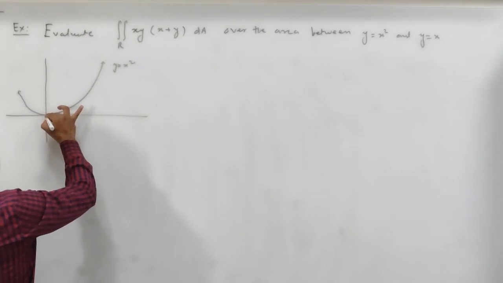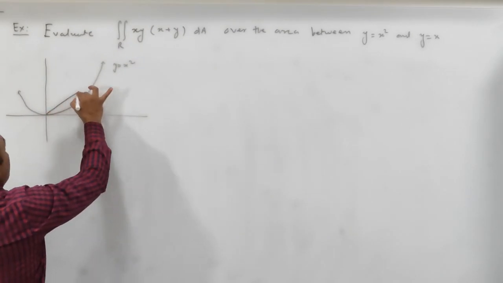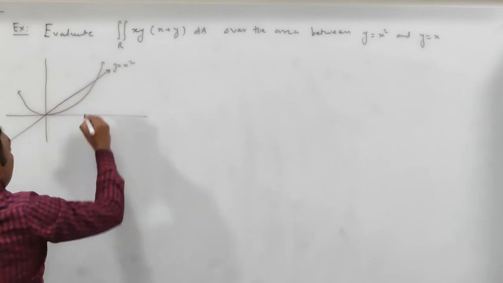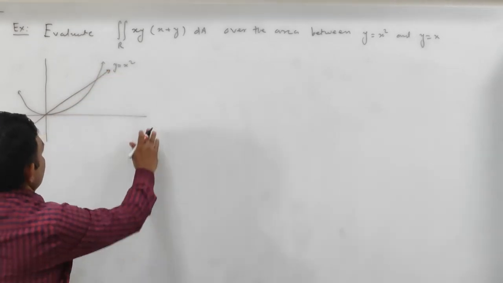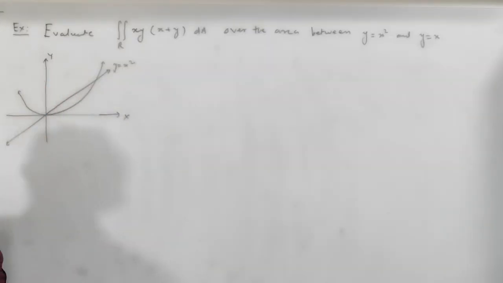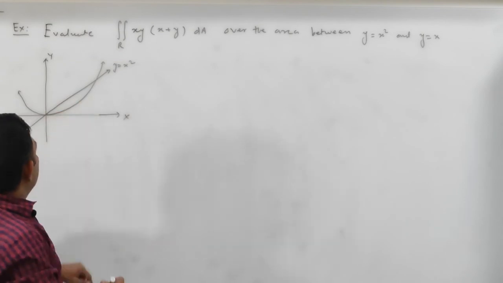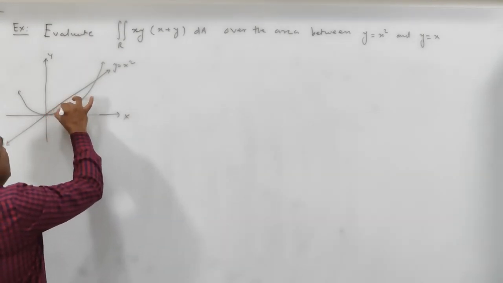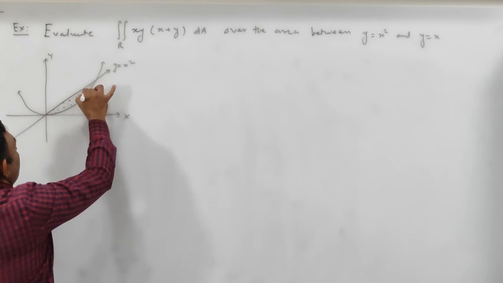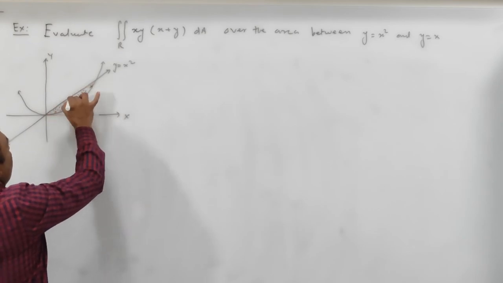Now another curve is y equal to x. So y equal to x is a line passing through origin, and it is passing through first and third quadrant and making 45-degree angle with positive direction of x-axis. So this is my positive x-axis, and this is y. So area between these two curves means our region of integration will be this. This will be my region of integration, this dotted region.